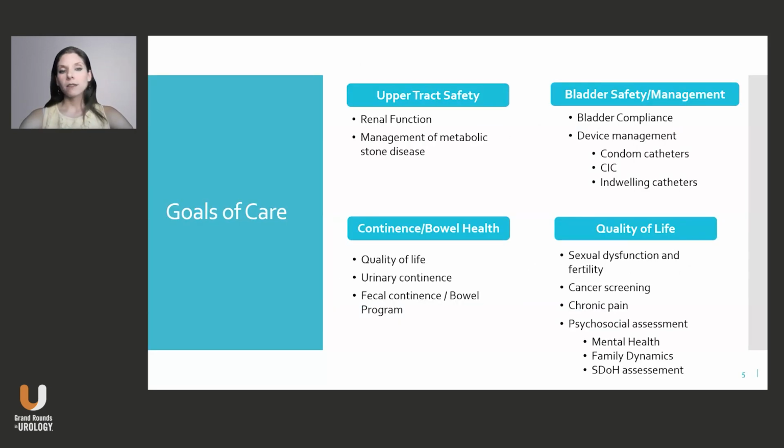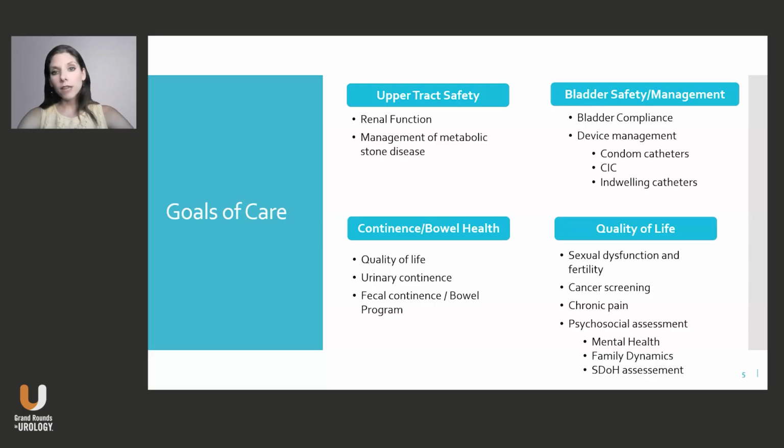So the goals of care for this population, I like to organize it this way in my thought process. So we have upper tract safety. We're thinking about their renal function, their management of any metabolic stone disease, thinking about their bladder safety, bladder compliance, UTIs, how they're managing their bladder with devices, condom catheters, CIC, indwelling catheters, thinking about their continence and their bowel health, urinary continence, fecal incontinence, their bowel programs, both as a quality of life issue and an overall health issue.